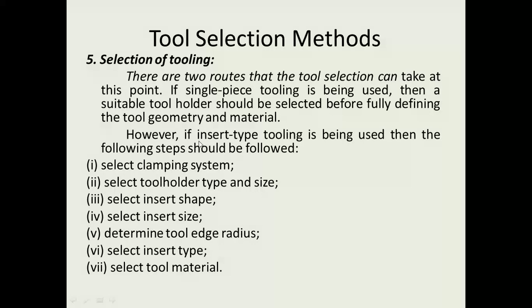However, if insert type tooling is being used, then the following steps are to be followed. Insert type tooling will be used in milling machines. Different types of inserts are available, so you have to select. For this, we have to follow the steps. Select clamping system, that is how to clamp the tools. Then select tool holder type and size. Then select insert shape, select insert size, determine tool edge radius, select insert type, select tool material.